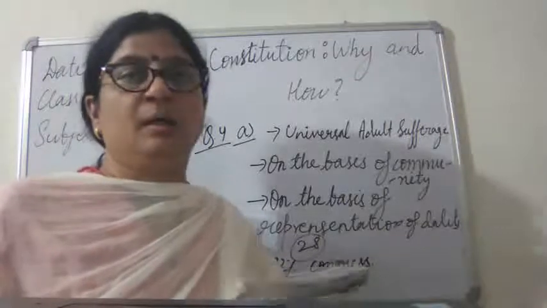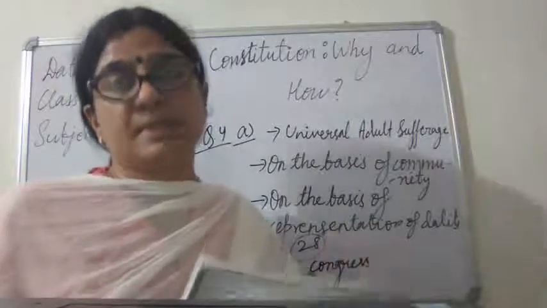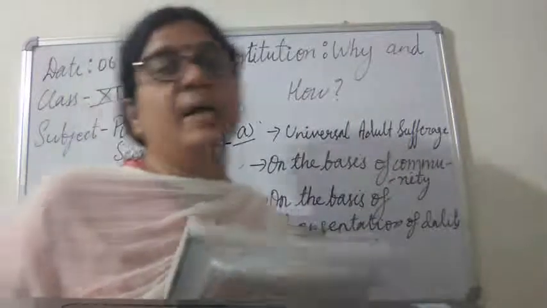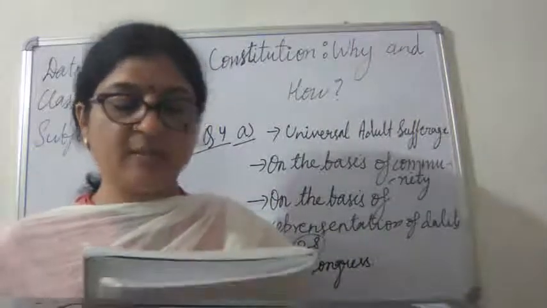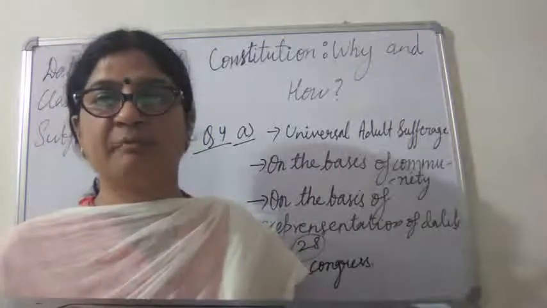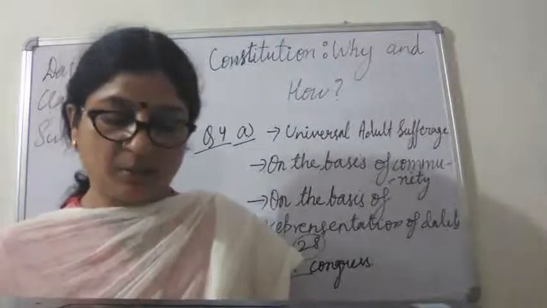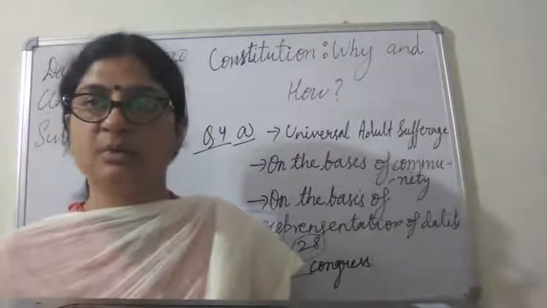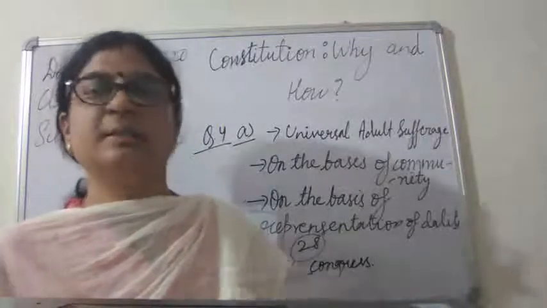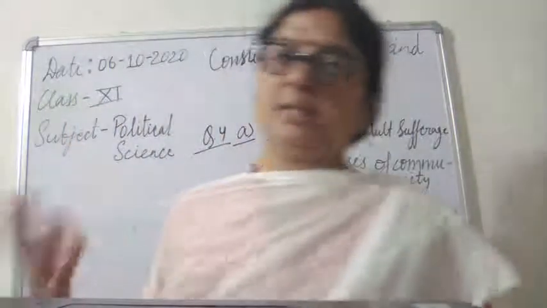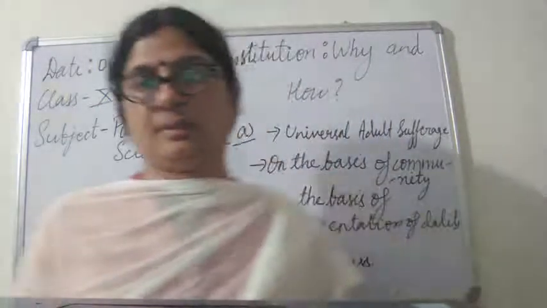Constitution making did not involve any major decisions since there was a general consensus among the leaders at that time about its basic framework. Regarding its basic framework, there was a broad consensus among the constitution makers. So there was no need to take very major decisions in constitution making because the major decisions had already been taken. This is correct. Yes, this is correct.